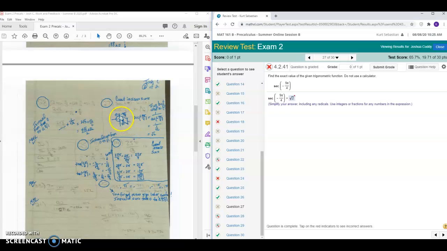So you have a 45-45-90 reference triangle. That side's 1, this side's minus 1 because it's now on the negative y-axis, root 2. And then you have to understand that secant is 1 over cosine. You can get what the value is.